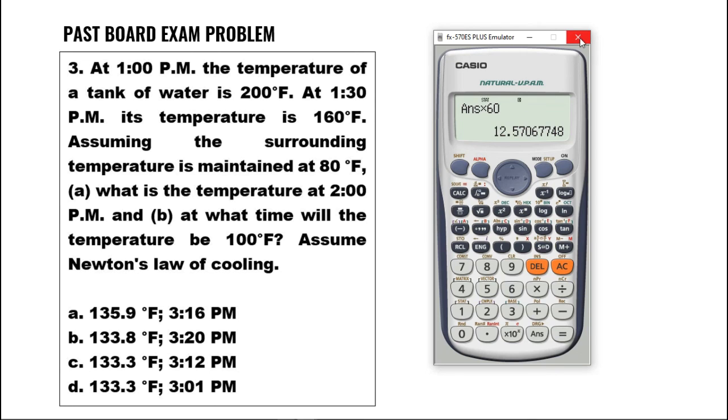So that's all for today's video guys. So this is just the part 2 of our calculator techniques. So marami pa akong ituturo sa inyo guys that are very useful sa board exam ninyo para mapasa nyo siya and makatulong din mag-save ng time when you are dealing with problems, especially in the mathematics.